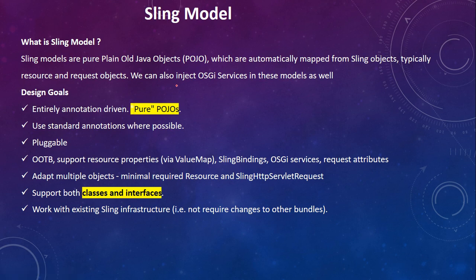So we are discussing the Sling model. A Sling model is nothing but a POJO class. There you will see the variables and the methods. But the unique thing is that it will automatically map with your Sling object. A Sling object is nothing but your resource and the request.